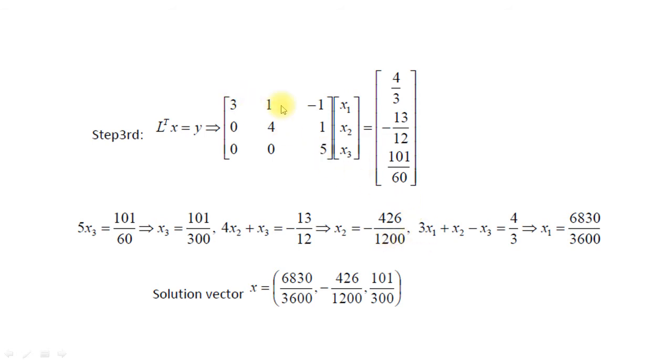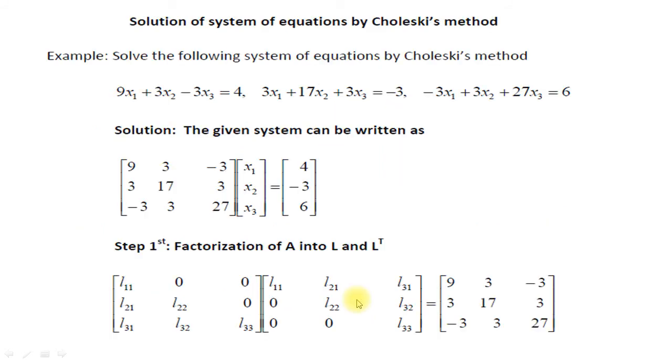In the first equation, 3x1 plus x2 minus x3 is equal to 4 by 3. Putting the value of x2 and the value of x3, after simplification we obtain x1 is equal to 6830 divided by 3600. So this is actually the solution of the given system of linear equations.